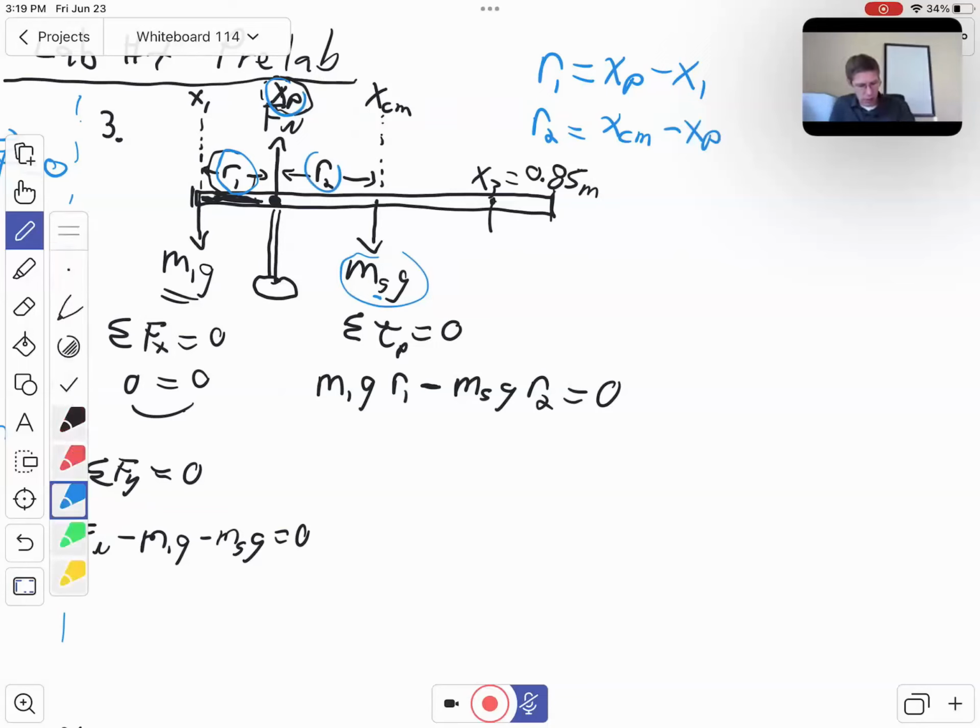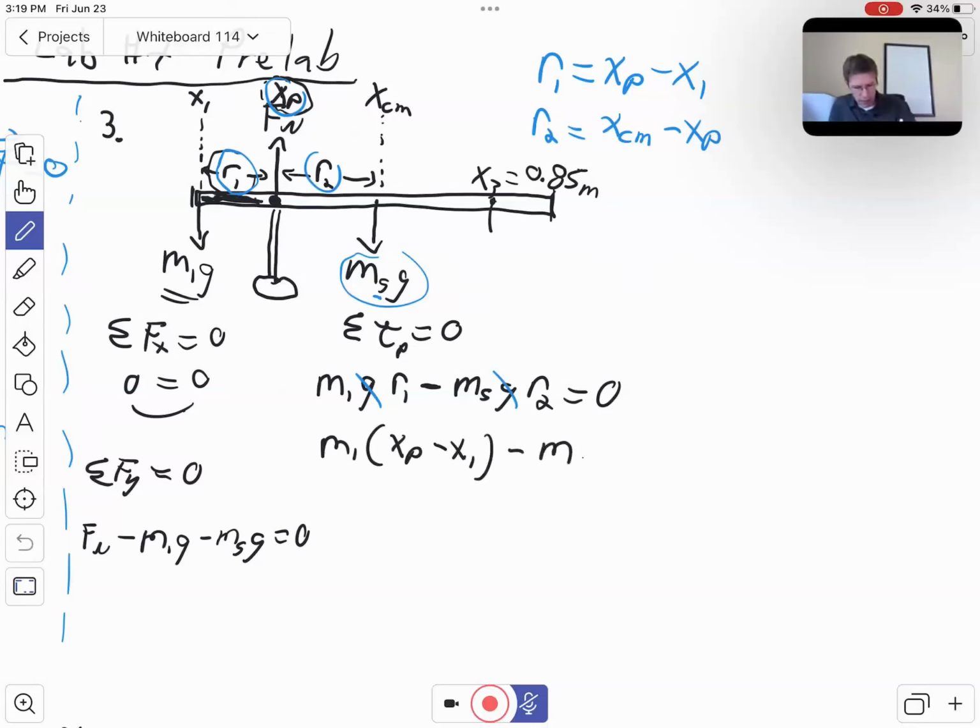So I'm going to come down and plug those into my equation for torque down here, but I'm going to start by dividing through by gravity, because the gravity can cancel. 0 over G is still 0. And so now I have M1 times R1, which is now XP minus X1, and then minus the mass of the meter stick times R2, which is X center of mass minus XP, and that all equals 0.